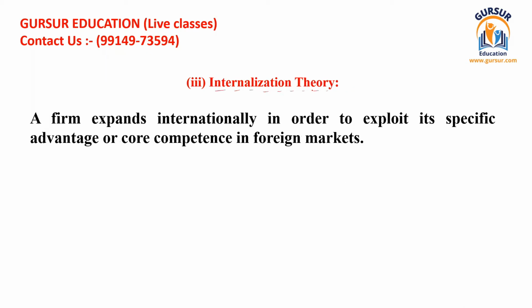Now this is the next theory, internalization theory. So what does it say? When a firm expands internationally in order to exploit specific advantages, this is known as internalization theory. Like the company McDonald's, or Apple, or any company which is an MNC. First it grew in its domestic market, and after that they felt that now we have to expand our market to other countries as well. So the best option is FDI, foreign direct investment. This is known as internalization theory, in which some companies try to exploit their specific advantage around the world. So this was the third one.